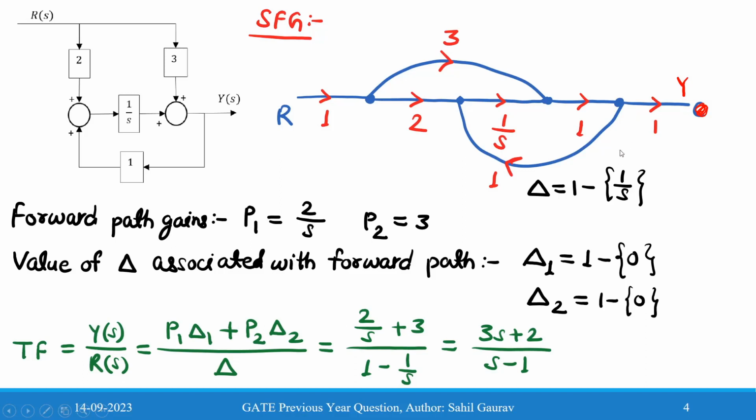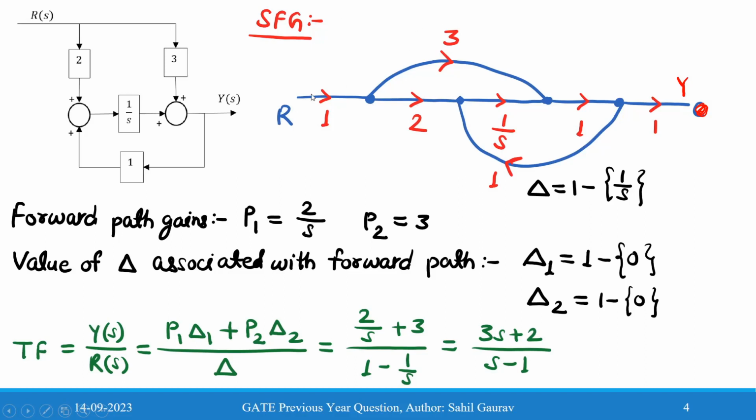One loop is forming, so we can write delta is equal to 1 minus 1 divided by s. Since no other loop is forming, other terms will be 0. And now we will find the forward path gains. There are two forward path gains here, P1 and P2.